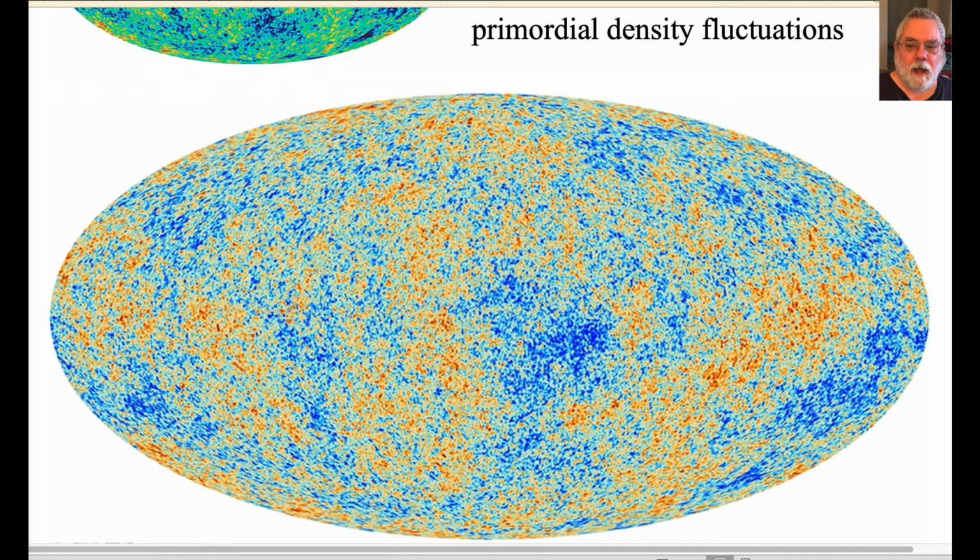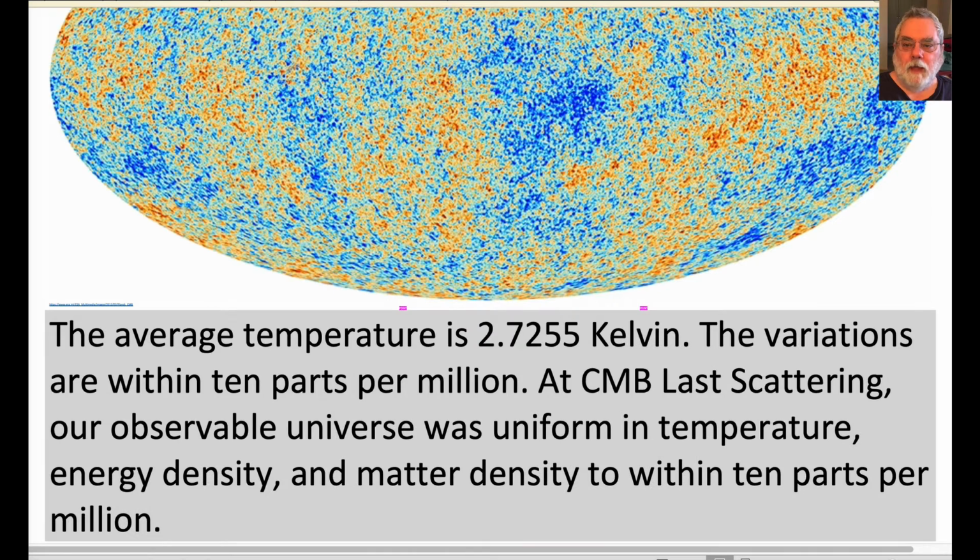And large area higher temperatures, higher energies, this large area, are believed to have been local underdensities of dark matter. The average temperature is 2.7255 Kelvin. The variations are within 10 parts per million. At CMB last scattering, our visible universe was uniform in temperature, energy density, and matter density to within 10 parts per million.